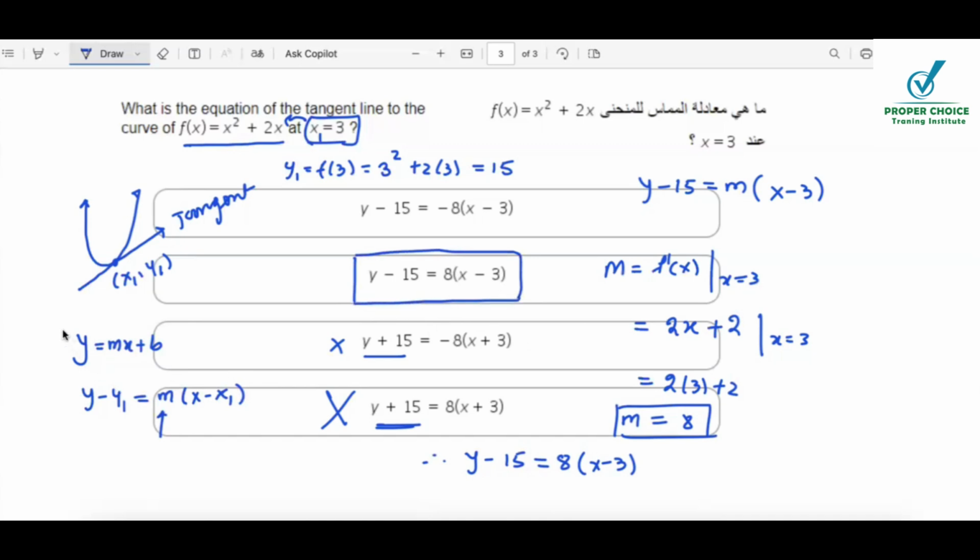Let me tell you, the option can also be written in another form. It is just an additional step that we have to do. Distribute 8 with x and take the negative 15 to the other side and you can simplify it further. But as they have given it in the point slope form, I'll be getting B as the right choice.